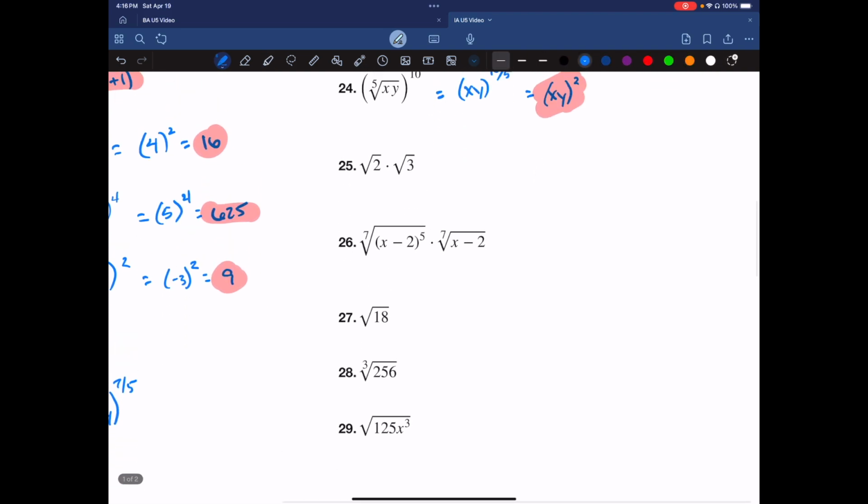Okay, on 25, when you get to radicals and you're multiplying, you multiply the insides together, you multiply the outsides together. And here, this is simply going to be the square root of 6. Sometimes you can go a little further and simplify, but this is as much as you can do here.